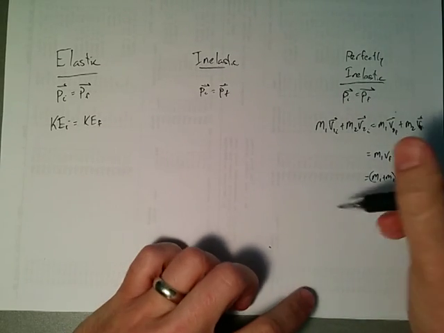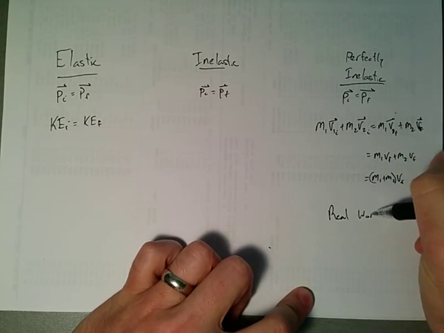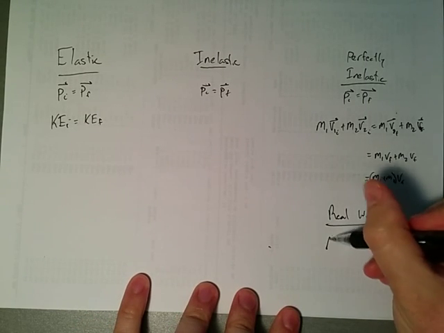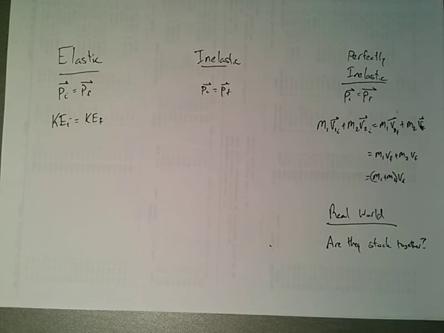So how can we see this in the real world? In this case, you can ask one question: are they stuck together? If the answer is yes, it's perfectly inelastic. If the answer is no, it is not perfectly inelastic. Straightforward enough.